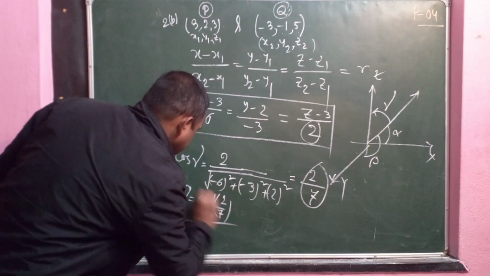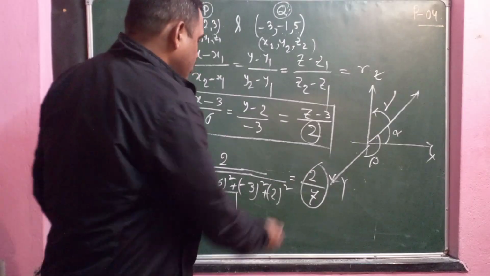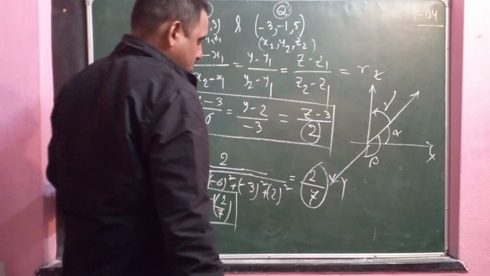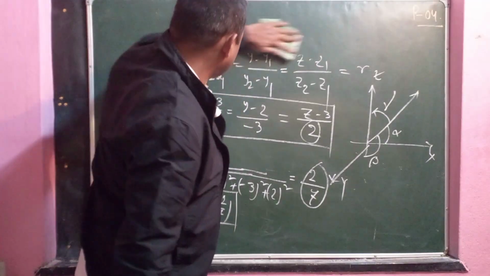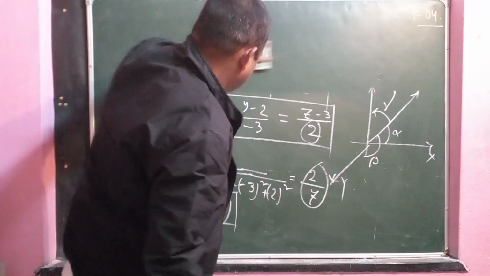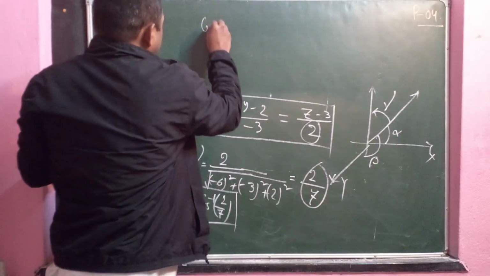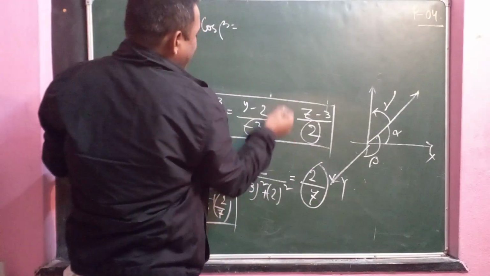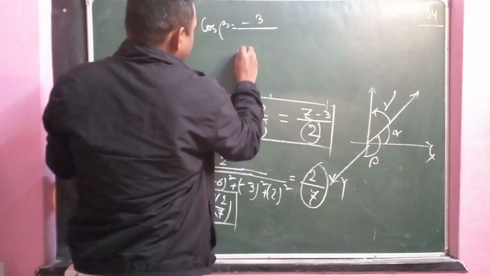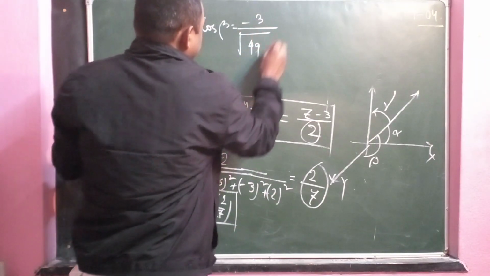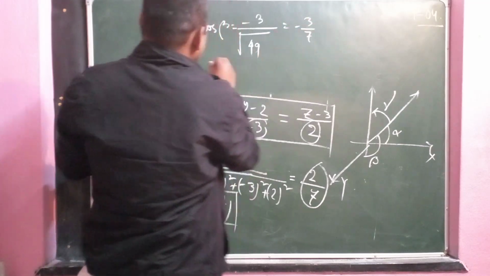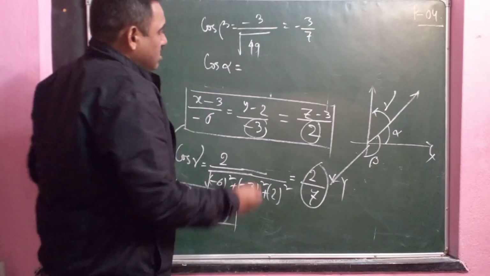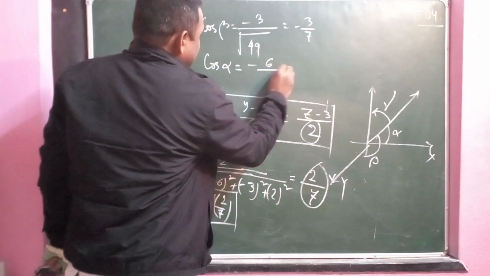Okay. Understand? Suppose you want to calculate the cos beta also. Direction cosines it is. How will you calculate the cos beta? The cos beta will be this one. Beta means with the y-axis. Minus 3 divided by the same 49, so that is minus 3 by 7. What will be cos alpha? The acute angle made by the straight line with the x-axis. That is minus 6 by 7.